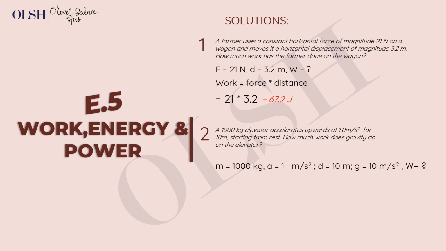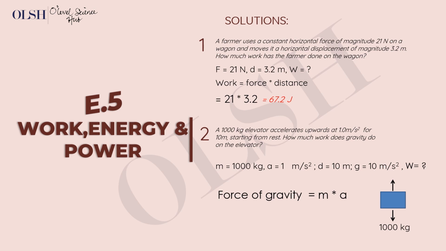So parameters are 1000 kilogram for mass, 10 meters per second squared for acceleration. We have d to be 10 meters. All right. So we have displacement to be 10 meters. We have gravity to be 10 meters per second squared. We're asked to find the work. So the force acting on this elevator is just gravity alone. So we're asked to find the force of gravity.